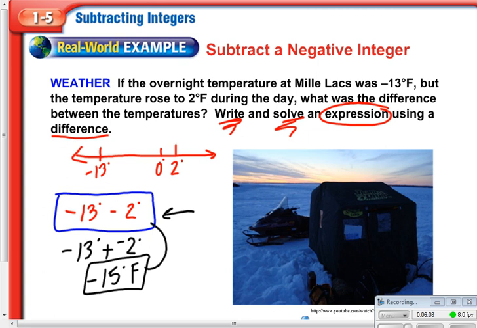Right there are the two that we need to circle, indicating that that is our written and our solved expression and answer. We have a little song here for you if you want to stick around. Otherwise, this will conclude the subtracting integers.